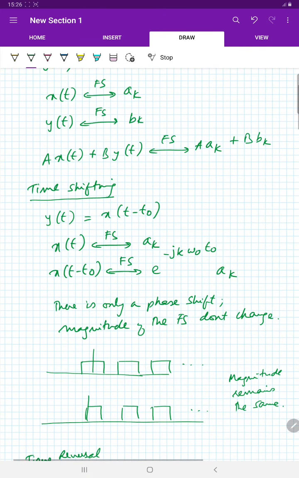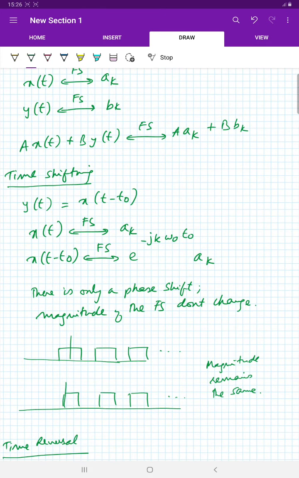The second property is that of time shifting. If y of t is x of t minus t naught, which is a delayed version of x of t, and if x of t has the Fourier series coefficients a k, then x of t minus t naught will have the Fourier series coefficients e to the minus j k omega naught t naught times a k.